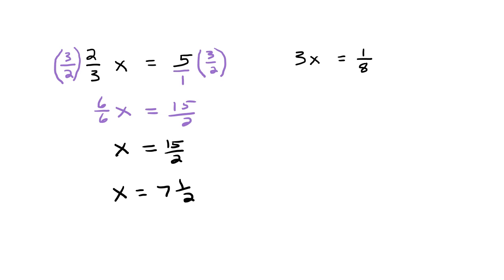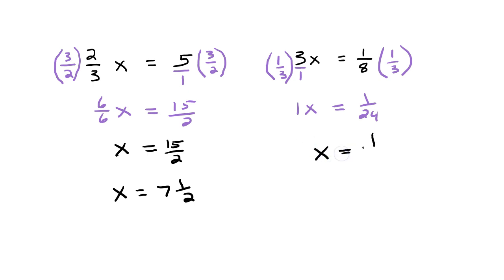Now over here, I'm going to do the exact same thing. It might not seem so obvious, but 3 is the same as 3 over 1. So if I pick the reciprocal, that would be 1/3. And if I do it on the left, I must do the exact same thing on the right. So on the left, I get 3 over 3, which is 1. So I end up with 1x equals 1 over 24. So my final answer would be x equals 1 over 24.